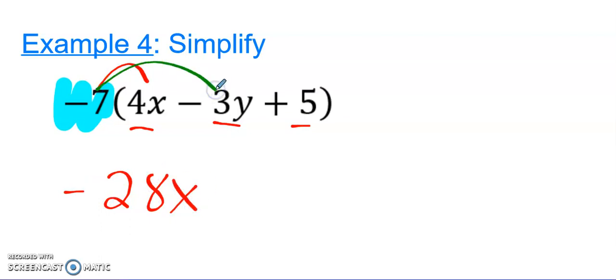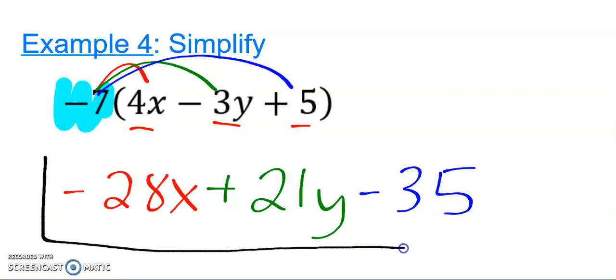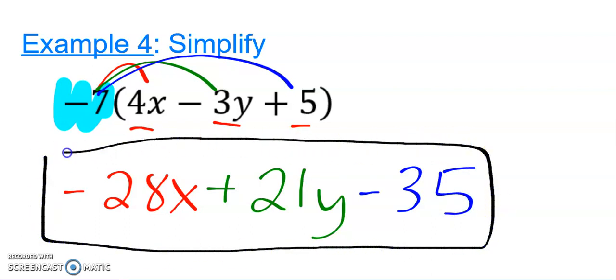Negative 7 times negative 3y. A negative times a negative becomes a positive 21y. And lastly, we have negative 7 times 5. A negative times a positive is a negative 35. All right, go ahead and box that answer. We have negative 28x plus 21y minus 35. That's in simplest form.